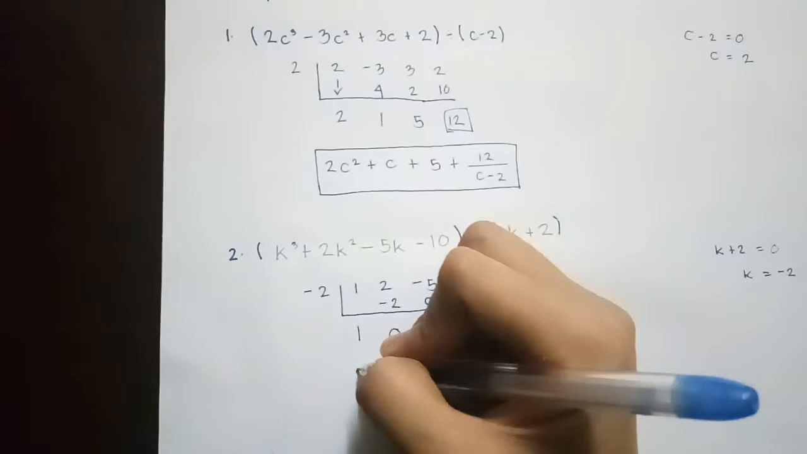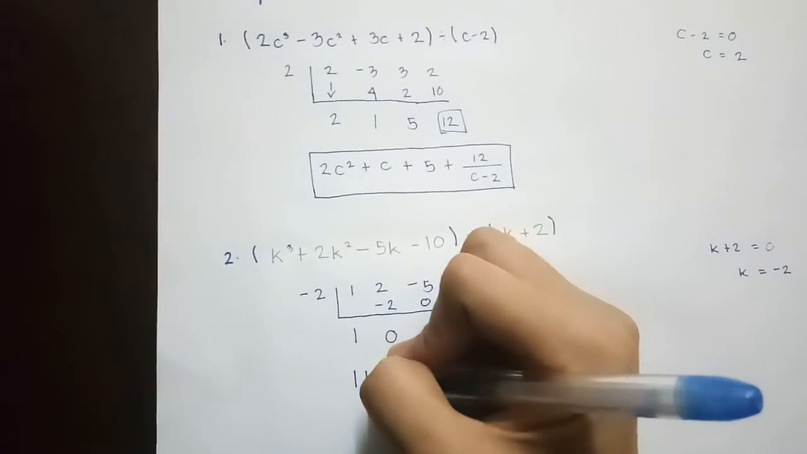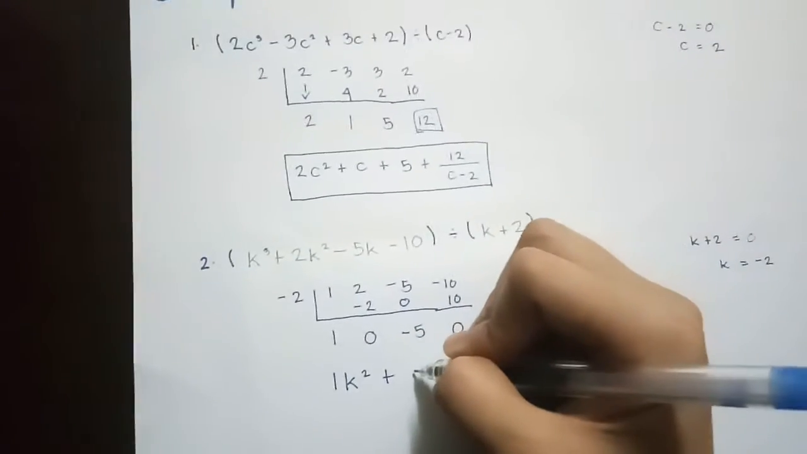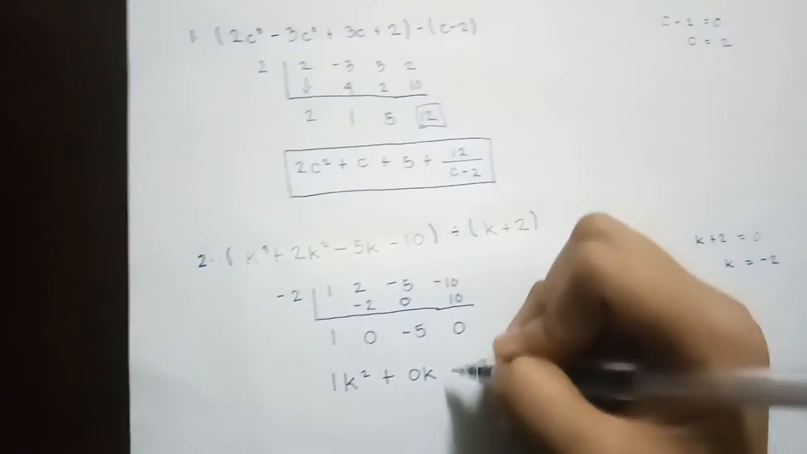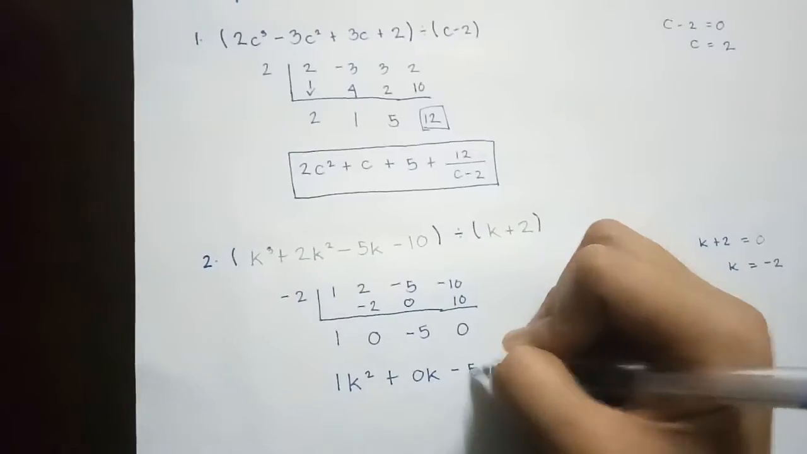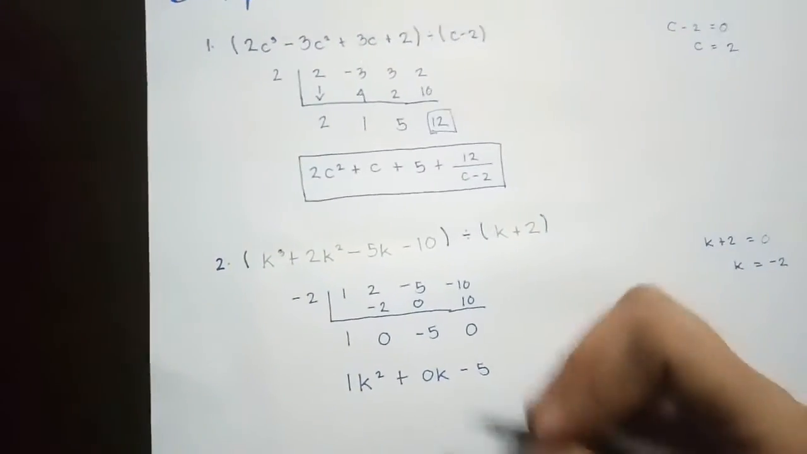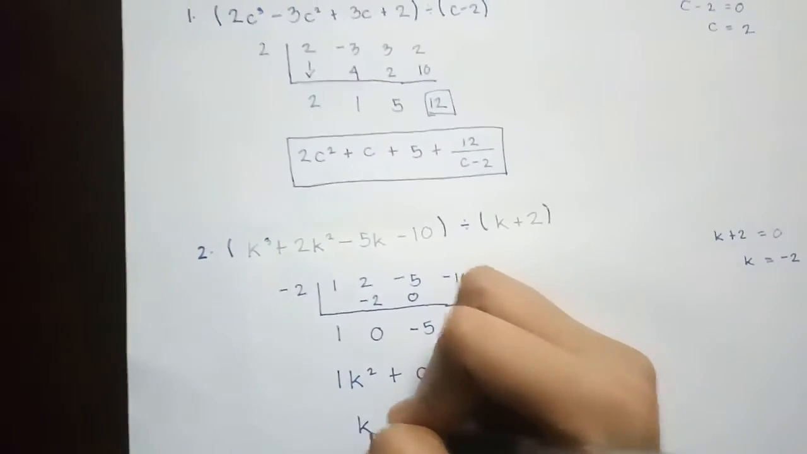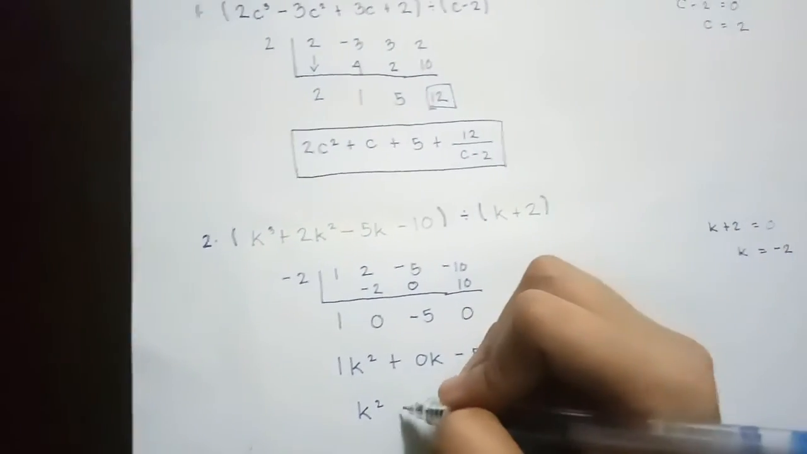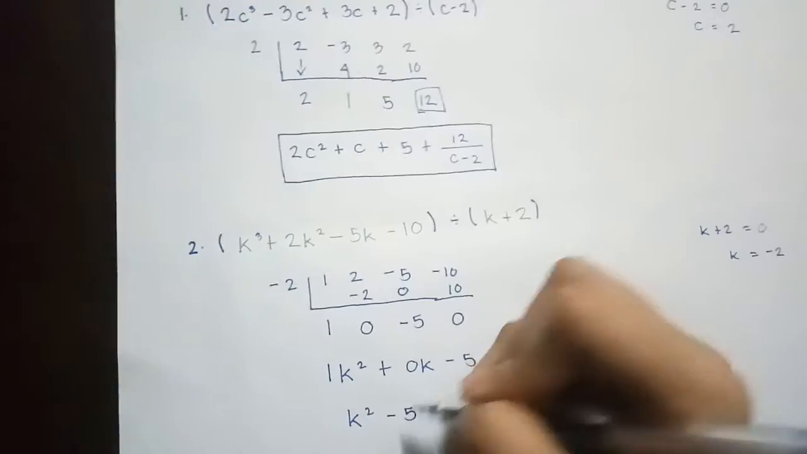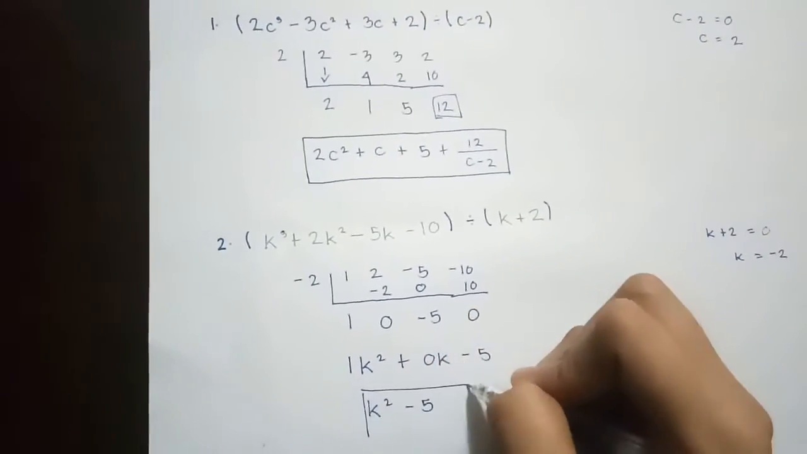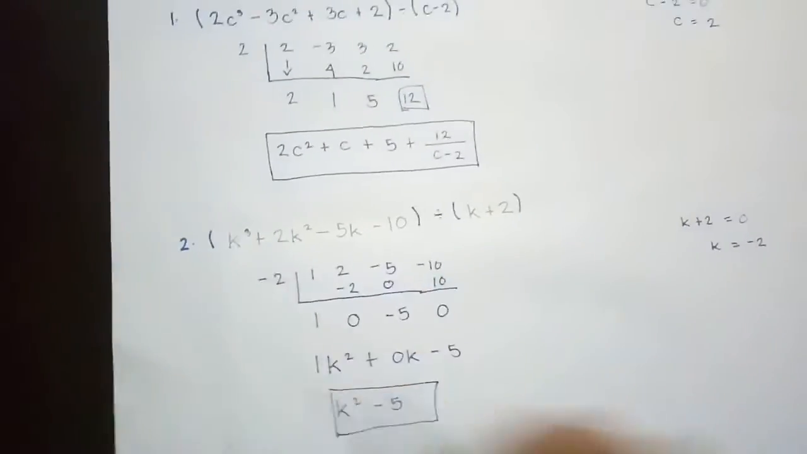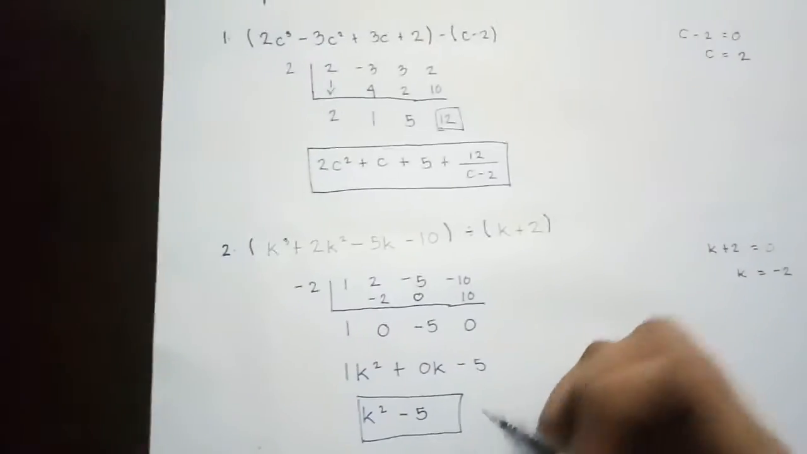Okay, so 1, 2 plus 0, minus 5. So we'll just simplify this one into k squared minus 5. So this is our quotient of the dividend.